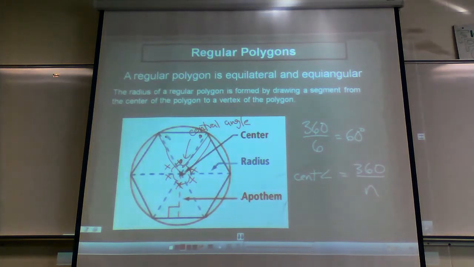All right? I need to say the number of angles is 5, which is equivalent to the number of sides. They're always the same. Okay?